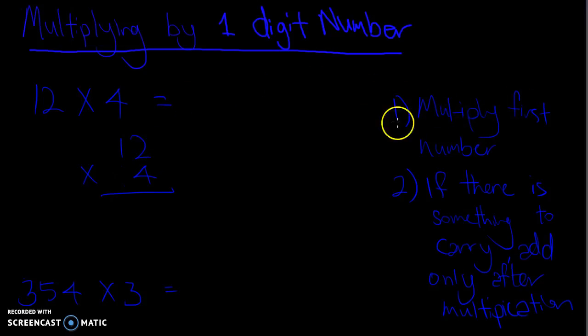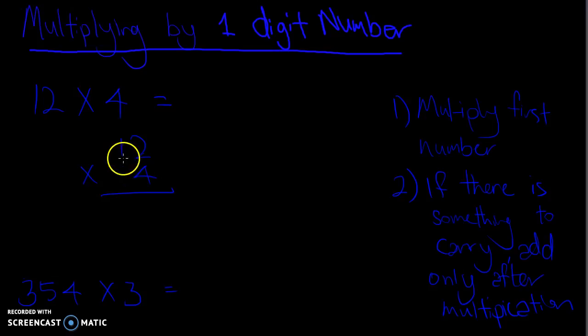First you multiply the first number, and if there's any to carry over, okay, we add that number only after multiplication. So we'll see that in the next example. In this example, it's very clear cut. Okay, we have 12 multiplied by 4. Okay, so how do we do that?